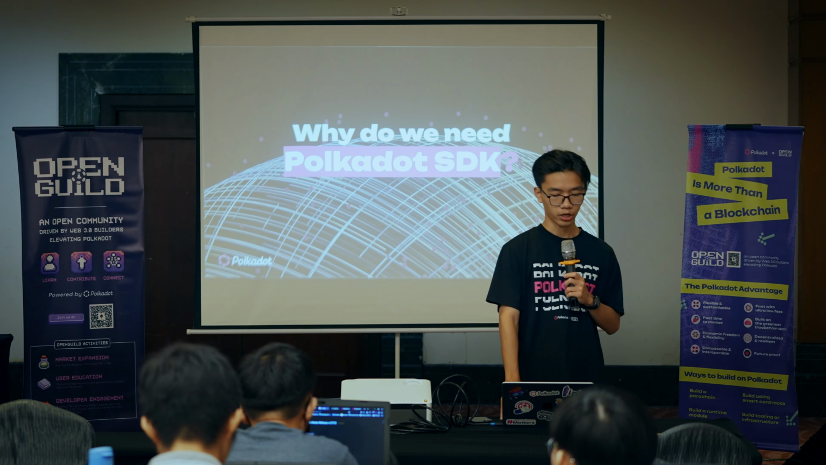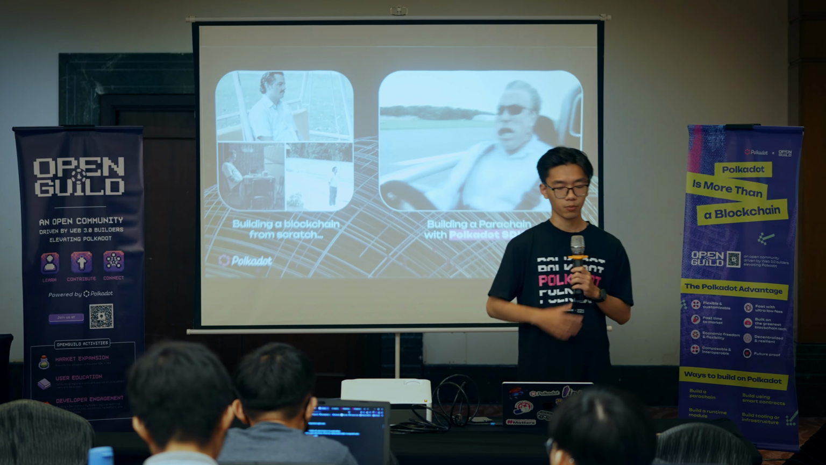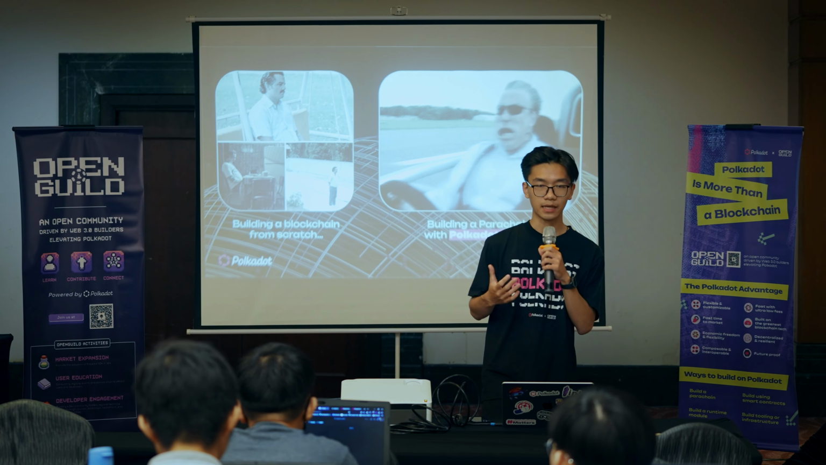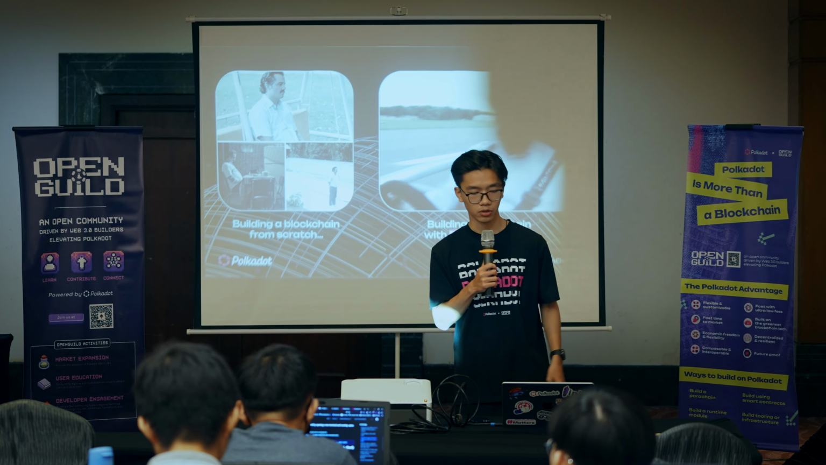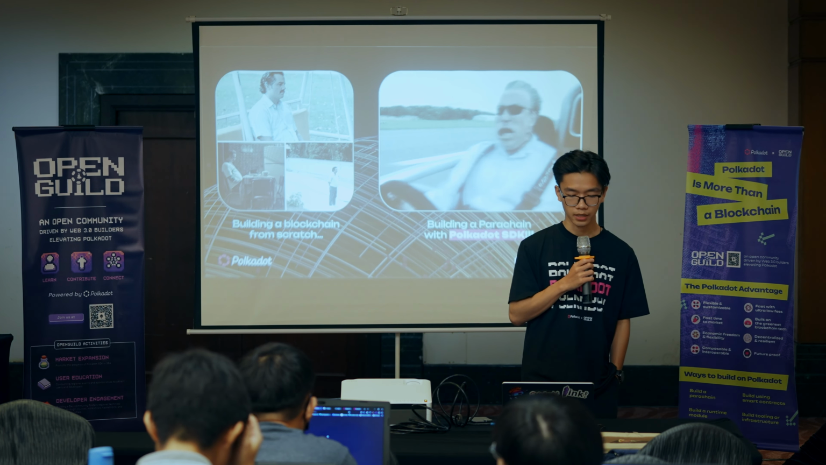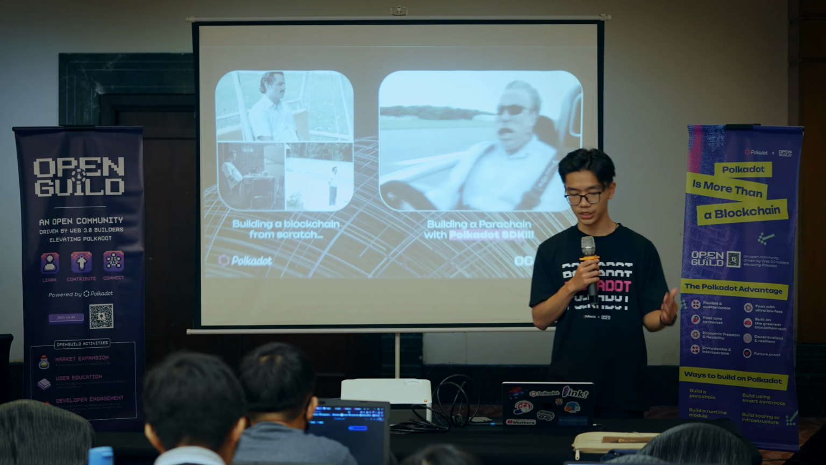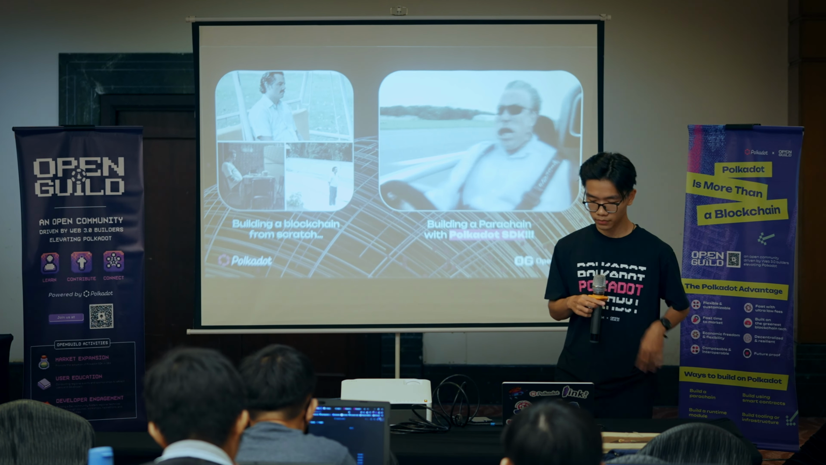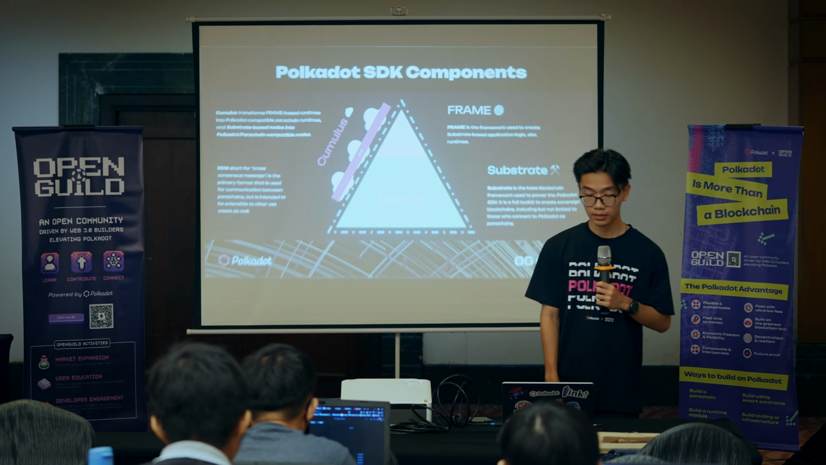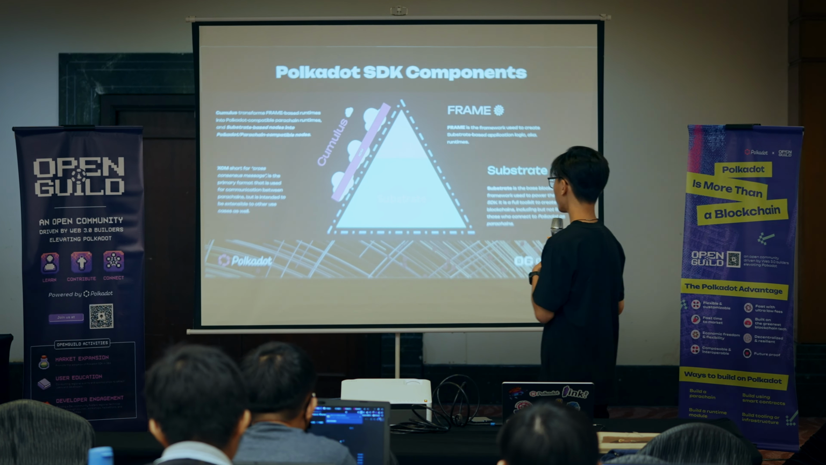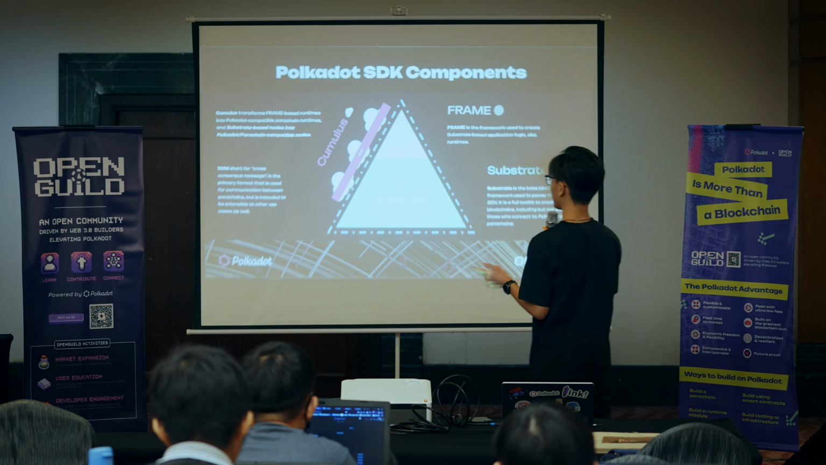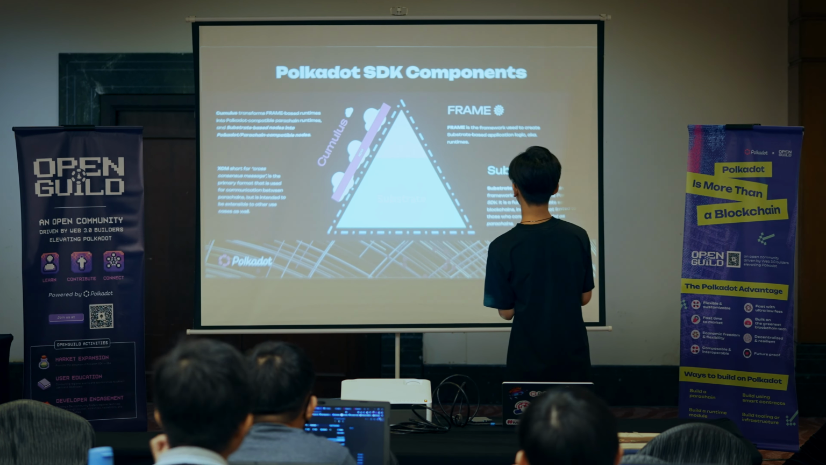So why do we need the Polkadot SDK? Let's say when you're trying to build a blockchain from scratch, it's quite slow, or I can say very slow. It's like 6 years, not only months. But building a blockchain, or I can say building a parachain, with the Polkadot SDK is extremely fast. And why is it fast? We're going to learn about it. The few components of the Polkadot SDK include Substrate, FRAME, XCM, Cumulus, a lot of terminology, but let's learn about it.